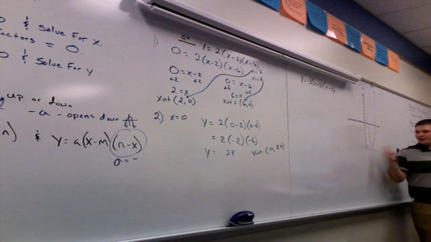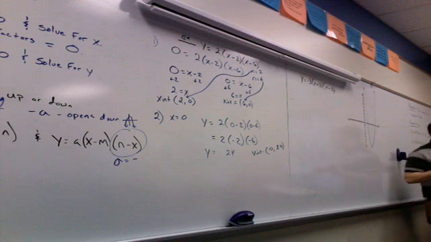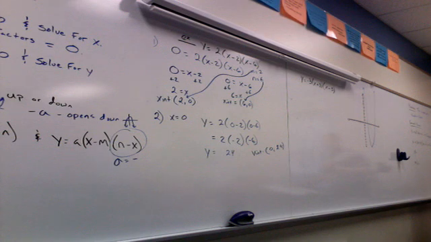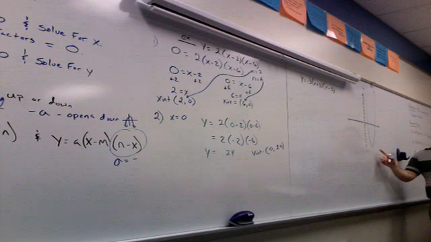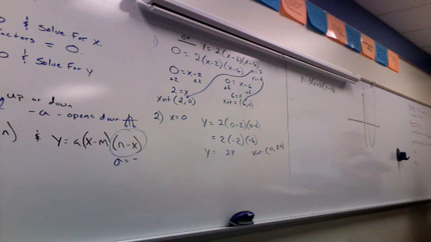So this point right here, we said was my minimum. Now, we want to find that minimum. If you look at your graph, or if you look at my graph, where does the minimum happen compared to our intercepts?